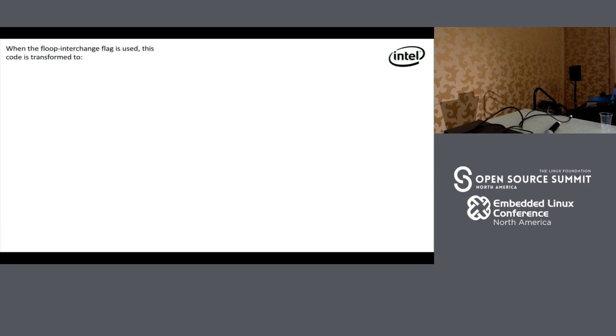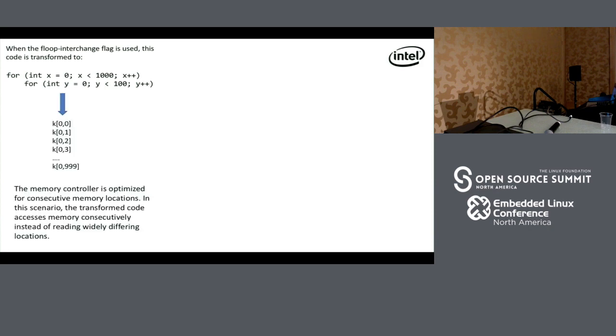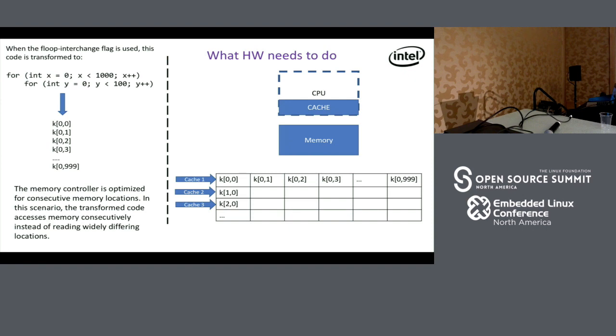So when we apply the floop-interchange flag, the code is transformed, and now we have X to 1000 here and Y to the 100. So the approach is different. Now it's going to be K00, K01, K02, K03, and it goes to almost K1000. So what happens in hardware is that now I am able to access K00, K01, K02, K03, which are in the same cache line that I have over here. So I don't have to discard this cache line, go back to the main memory, and come back to the cache. I can use much more of the memory that I have in my cache instead of going that many times to the main memory. Okay? So I highly recommend using this floop-interchange.